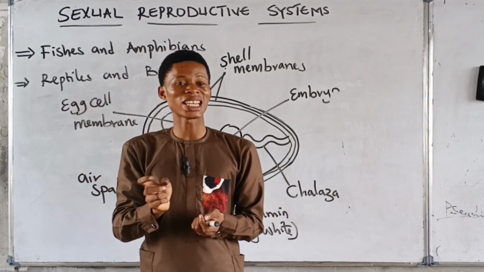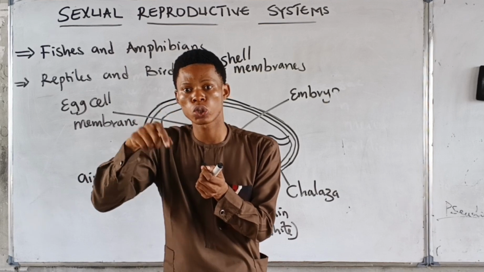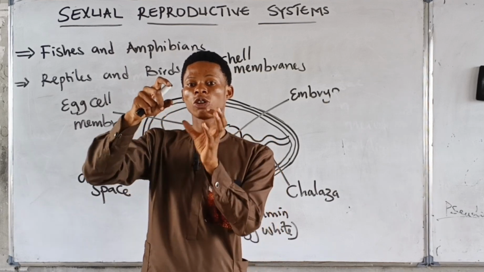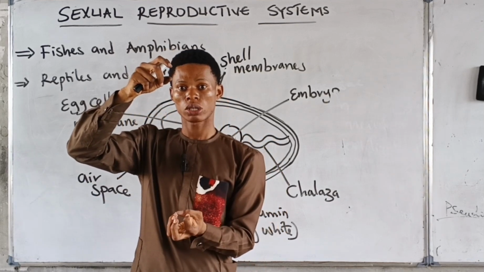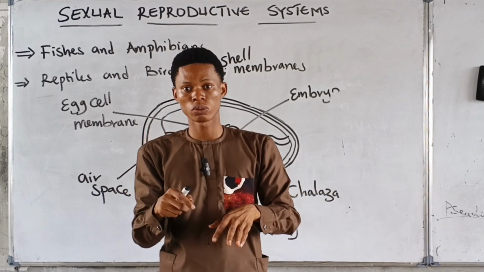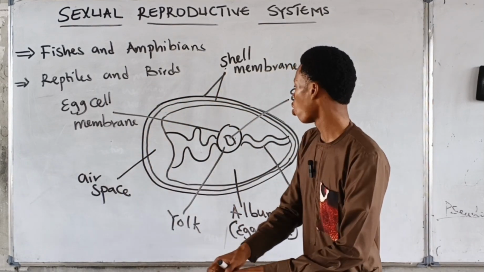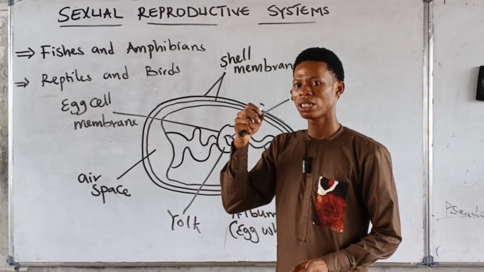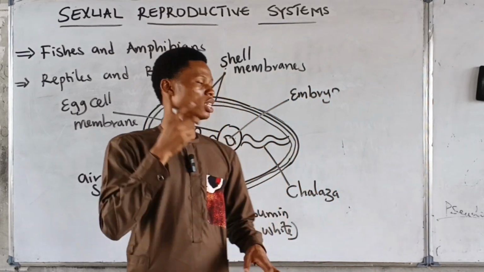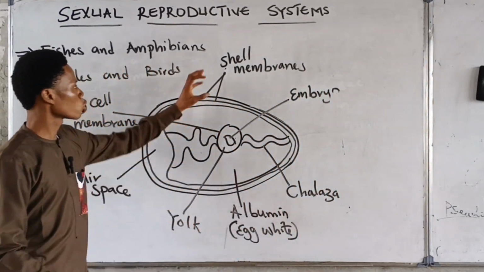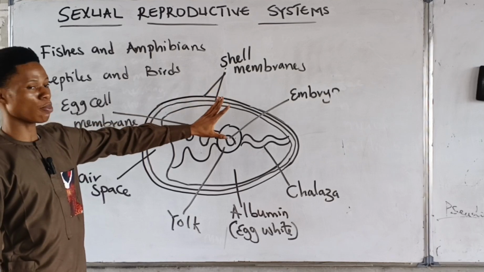It has pores, it has holes, but the holes are not big enough to allow the fluids to come out, but gases can diffuse through. So the shell and the shell membrane have that function of allowing gases to come in and out, as much as they are protecting this stuff.